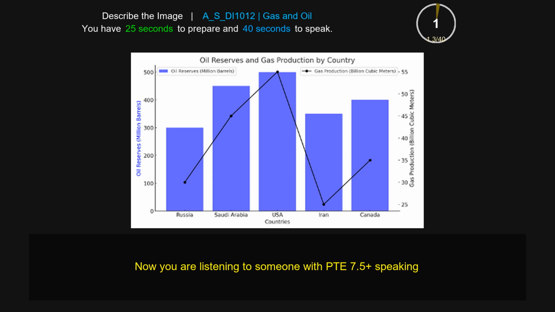The image gives the information about oil reserves and gas production by country. It can be observed for some countries such as Russia, Saudi Arabia, USA, Iran, and Canada. It shows some numbers such as 100, 200, 300, 400, 500. There are some categories such as oil reserves and gas production. The highest value is 500 covered by oil reserves in USA, and the lowest value is 50 covered by Iran and gas production. Overall, the picture gives the information about oil reserves and gas production by country.